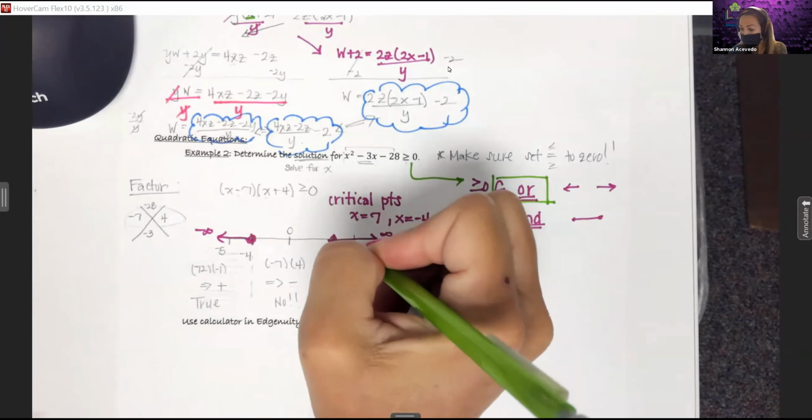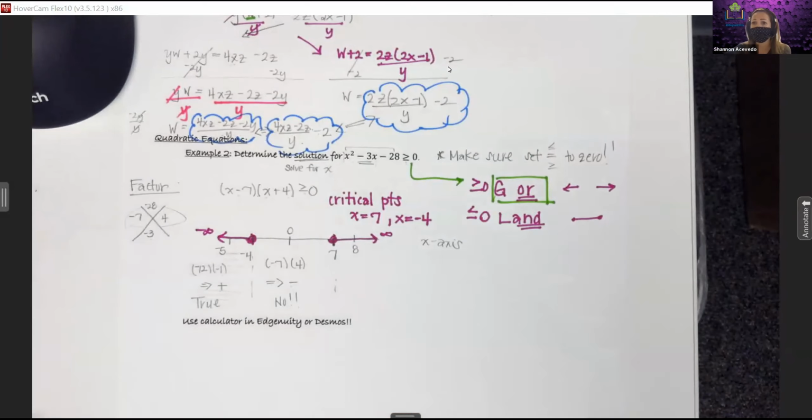And my last little piece over here, if I pick a number such as 8, I could have picked 1,000, any number.